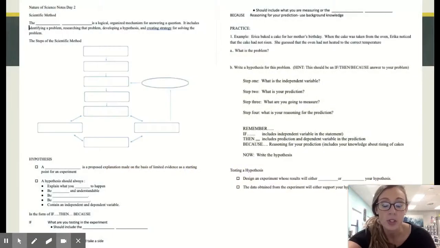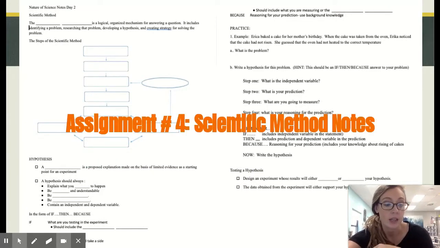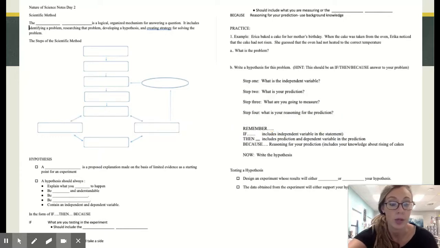This is the paper that you will need for your notebook. So make sure that you have that in your notebook, and it should be assignment number 4. And then I will show you also what our practice is going to be and what you'll need to do to let me grade it, okay? So this is our sheet for assignment number 4. Yes, and that will be scientific method notes.